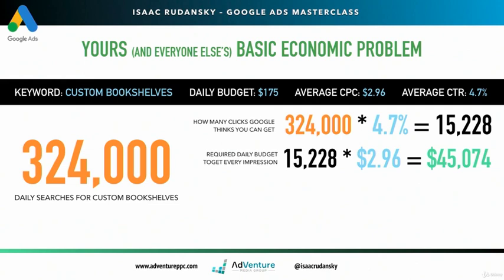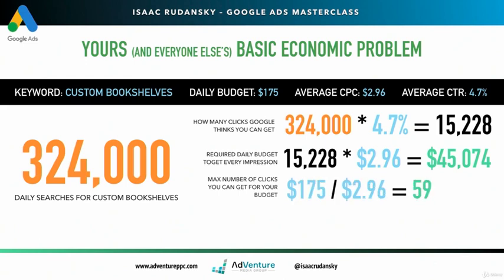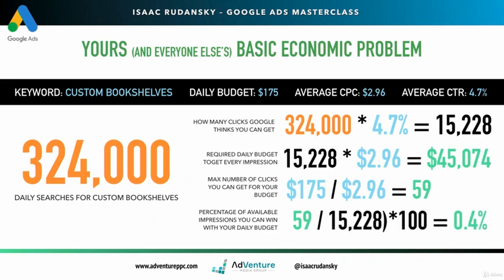But what's the maximum number of clicks that we could actually get with our $175 daily budget? So we take $175, simple enough, divide that by our average CPC, $2.96, that gives us 59 clicks, right? We're only able to get 59 clicks for our budget. So the percentage of available clicks that Google will allow us to win with our daily budget is 59 divided by 15,228 multiplied by 100, which is 0.4%, okay? Google might double that $175 budget over the course of a day. We know that, right? So maybe Google will allow us to get 100 clicks as opposed to just 59 clicks.